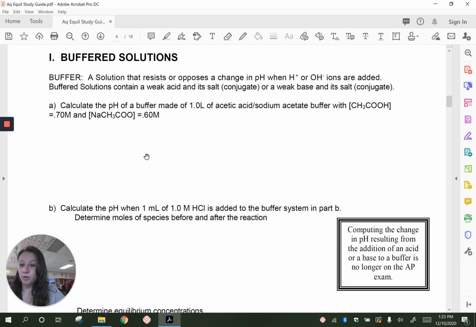So let's look at how you can calculate the pH of a buffer and what happens when you add an acid or a base to it. So we have a buffer here. It is 1 liter of acetic acid and sodium acetate, where the acetic acid concentration is 0.70 molar and the sodium acetate concentration is 0.60 molar. So we want to calculate the pH for that.